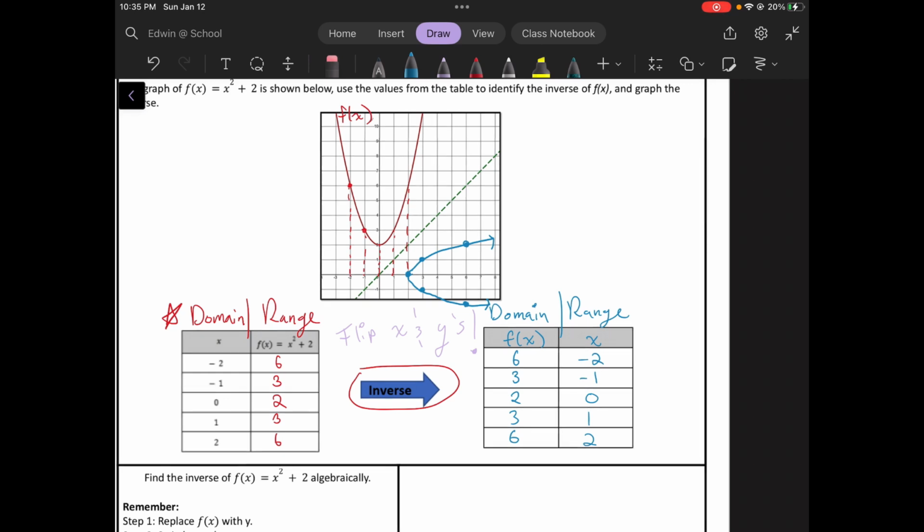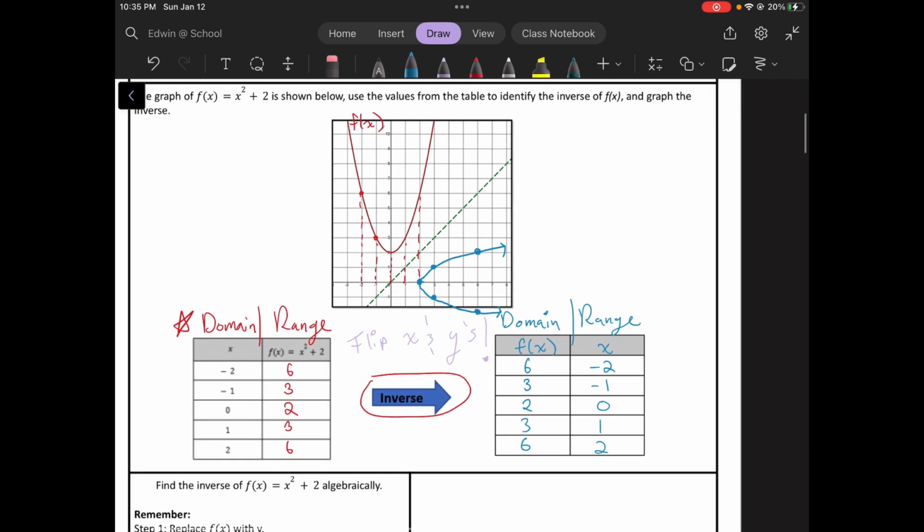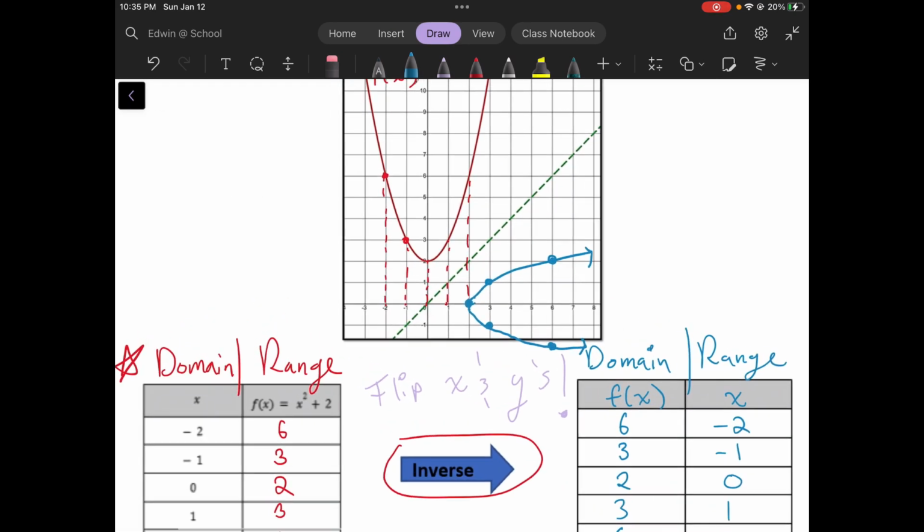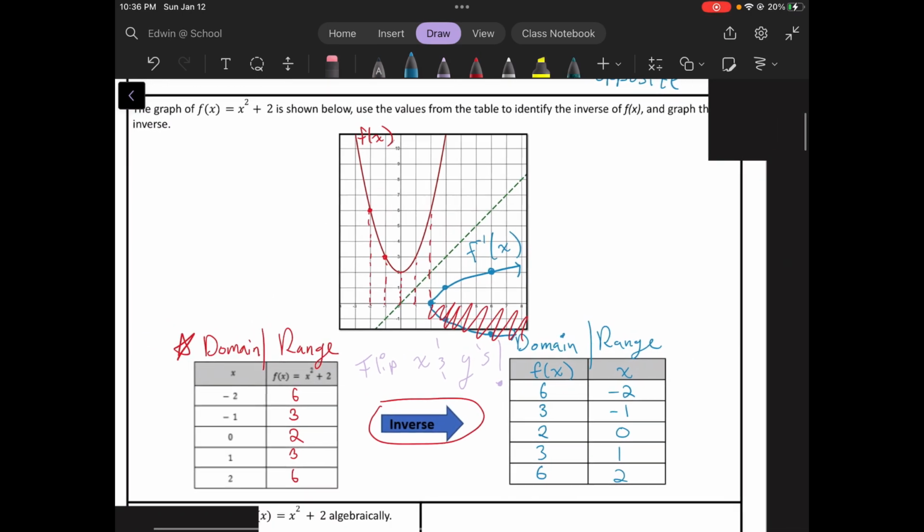Now we have to ask ourselves, is this the inverse function? And the answer is no, it's not. Even though we did flip the x's and the y's, we have a problem. It fails the vertical line test in a lot of different spots. So that means that we have to make an adjustment so that we could have a function. And that adjustment is we eliminate this bottom part. We only have this part up top. This is essentially going to be our inverse function.